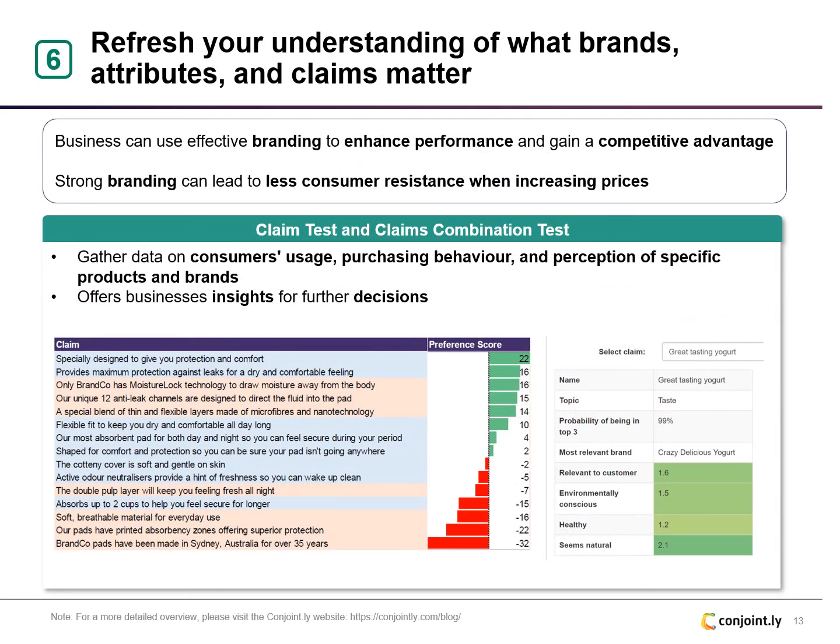You can also refresh your understanding of what brands, attributes, and claims matter most. Strong branding has been shown to enhance both business performance and competitive advantages, as well as reducing consumer resistance to price increases. Claims tests and claims combination tests gather data on consumer usage, purchasing behavior, and perception of specific products and brands to help businesses figure out which brands, attributes, and claims matter most. This knowledge gives direct insight for future decisions, for example, to re-emphasize specific product benefits to price-sensitive consumers.